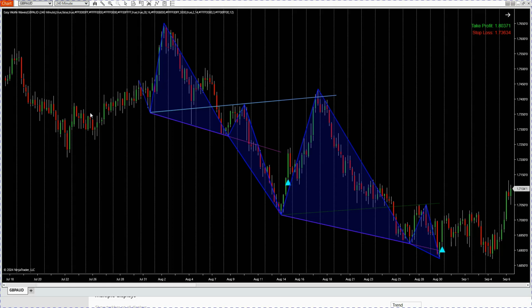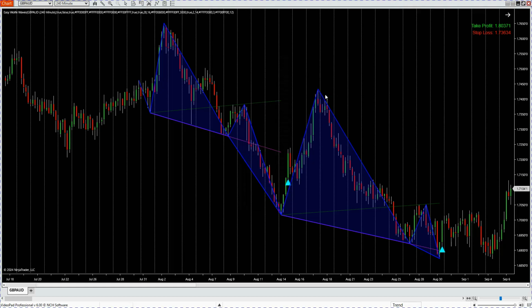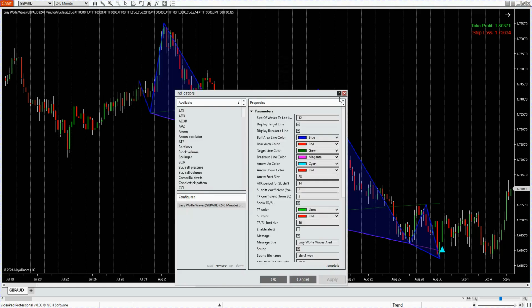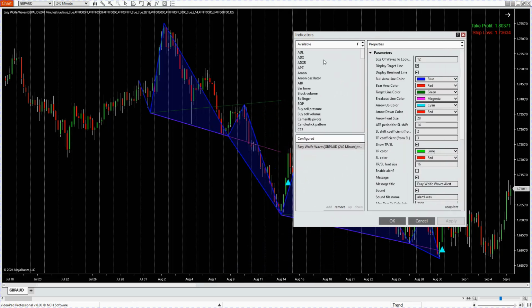In this video, we're going to take a look at the Easy Wolfe Waves indicator for the NinjaTrader platform. So here are the settings for the indicator, and the Wolfe Waves are a type of price action pattern that is great for determining market bias. That's the direction in which the market is trading.